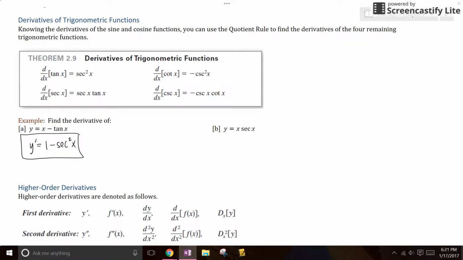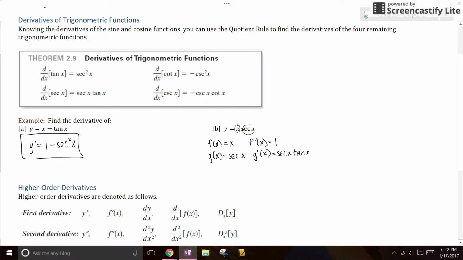All right, what about this one? Ooh, that is the product rule, right? I see one thing here and one thing here. So I'll write them out. f of x is x, which means the derivative is 1, and g of x is secant of x, which means the derivative of secant is secant tangent.